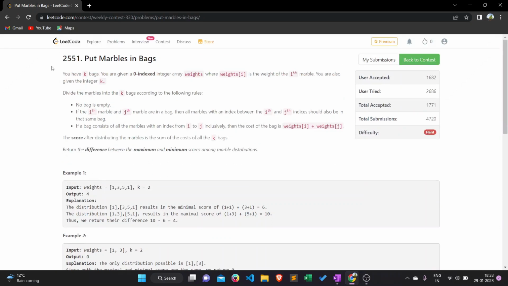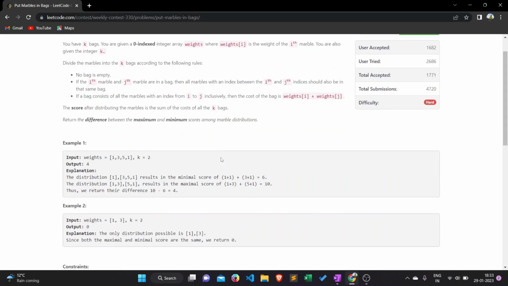Yeah, so you can first of all try this problem by yourself. Now in this problem we are given k bags and some marbles, and the weights of those marbles are given in the form of an array weights, where weights[i] represents the weight of the ith marble. You have to divide the marbles into k bags such that three conditions are fulfilled: no bag is empty, and if the ith and jth marble are in a bag, then all the marbles between those indices should be in the same bag.